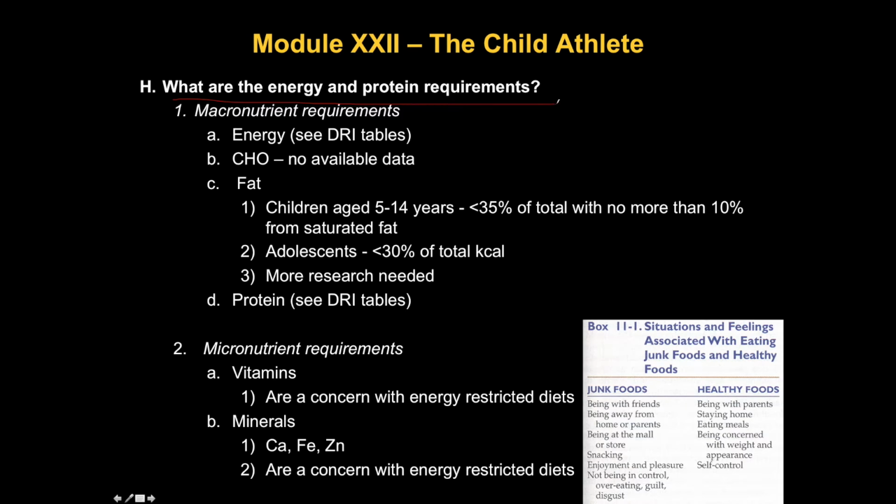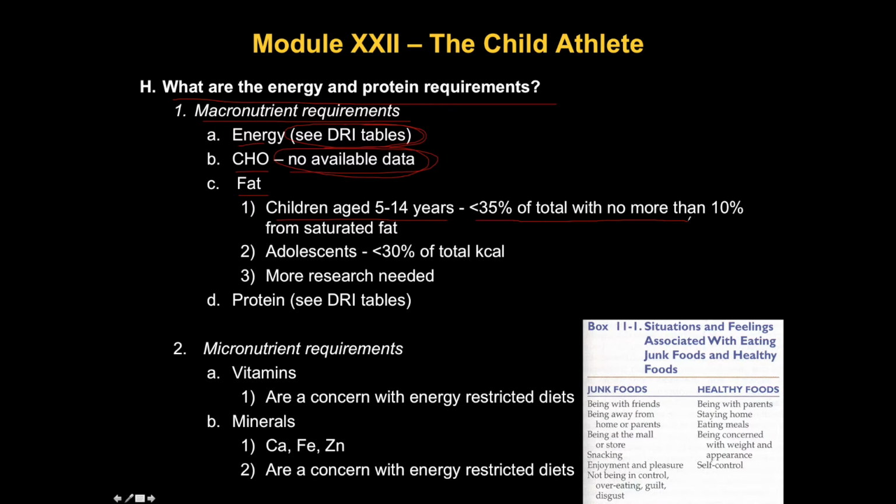What are the energy and protein requirements? Well, as far as macronutrients are concerned, for energy, I would refer you to the DRI tables that give a nice estimate for the different years and how much in terms of kilocalories children are supposed to be getting. For carbohydrate, we need more data in order to substantiate how much carbohydrate we should be recommending, particularly for the child athlete.